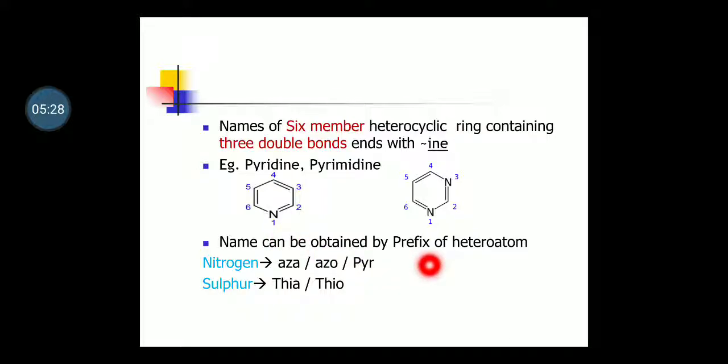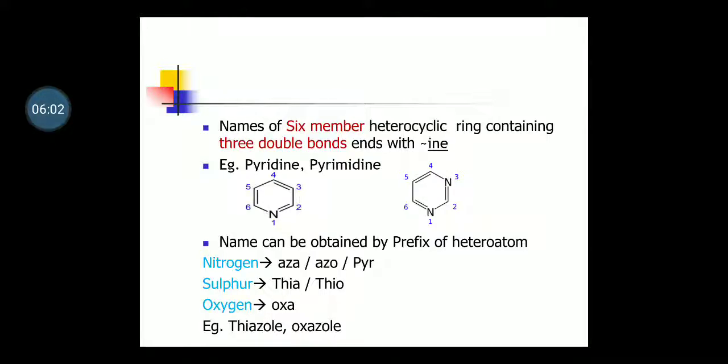Okay. Next, sulfur. When a simple heterocyclic ring, or any heterocyclic ring, has sulfur, the name of the ring will have the prefix thia or thio. Thia or thio means there will be a sulfur. Next, oxa. Oxa is for oxygen, because these are the common heteroatoms present in heterocyclic rings. So wherever nitrogen, aza or azo; wherever sulfur, thia or thio; and wherever oxygen, oxa.